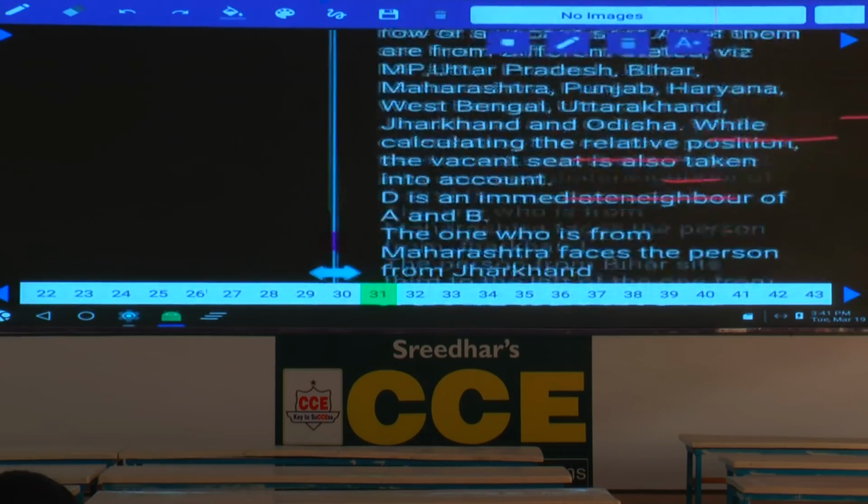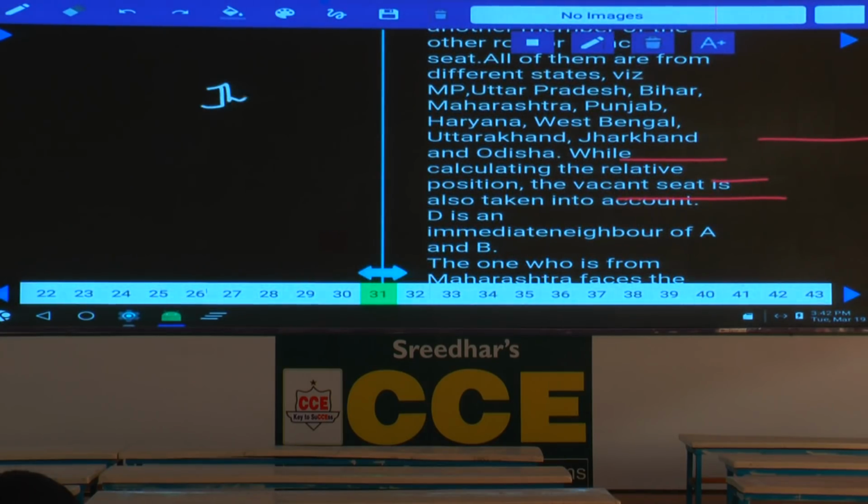Hence what is the information we have? Jharkhand, if at this place, and opposite to Jharkhand is Maharashtra. If Maharashtra is here, 1, 2 and 3, and the person from Bihar must be at this place. Are you following this one or not? The next one.